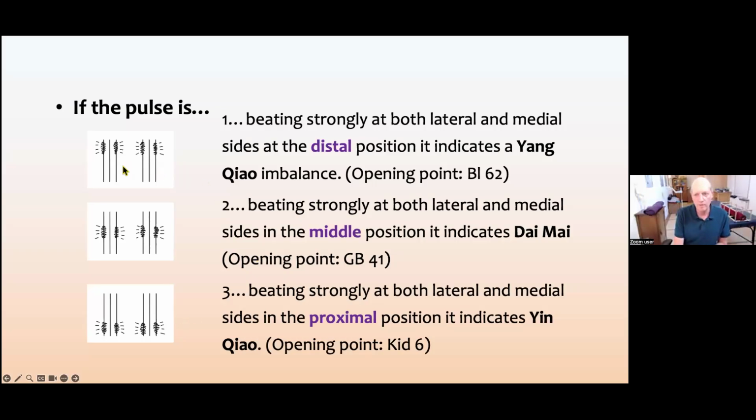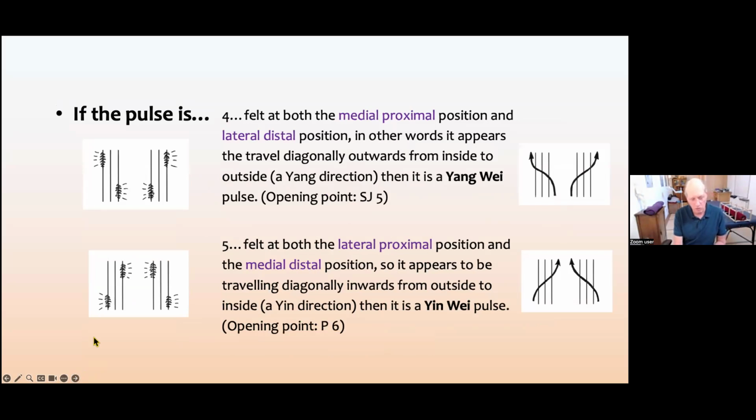So beating strongly at both lateral and medial sides of the distal: Yang Chiao Mai, opening point bladder 62. For the Dai Mai, opening point gallbladder 41. And for the Yin Chiao Mai, kidney 6. Okay, now this is where it gets really exciting, where it goes from one side to the other when it's felt, and this is a bit of a mouthful for me to read out, but basically it's snaking up from the lower medial position to the distal lateral position.